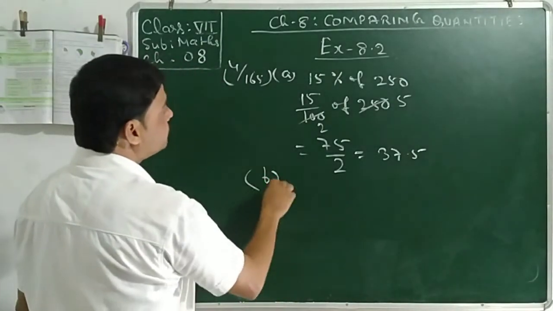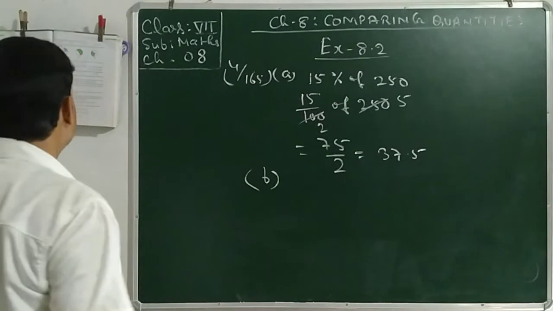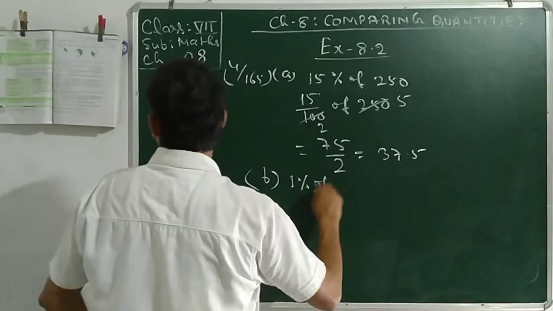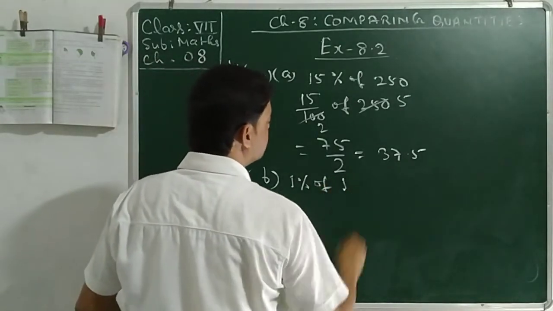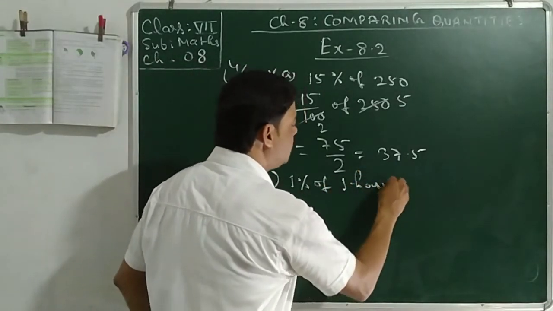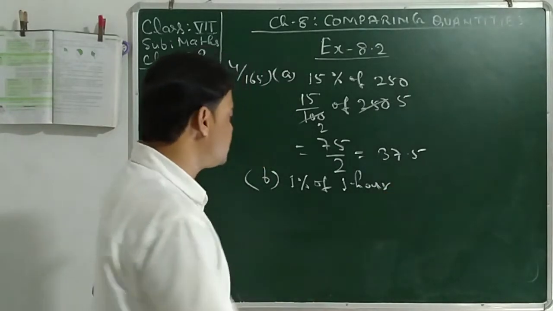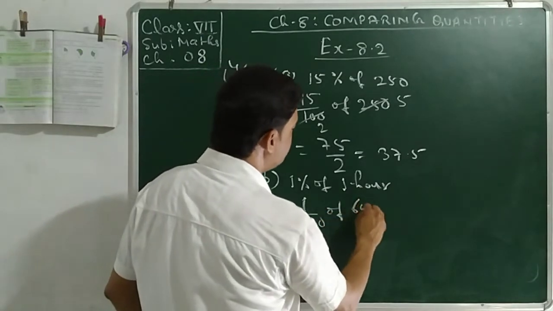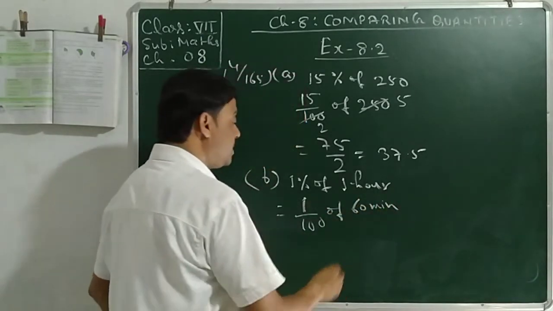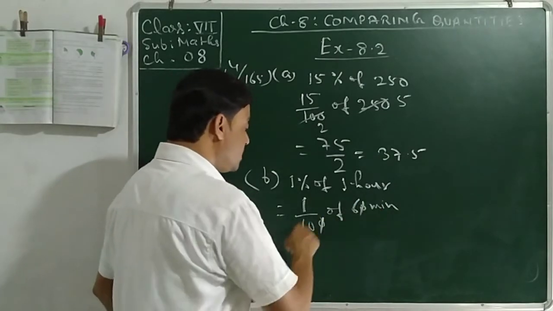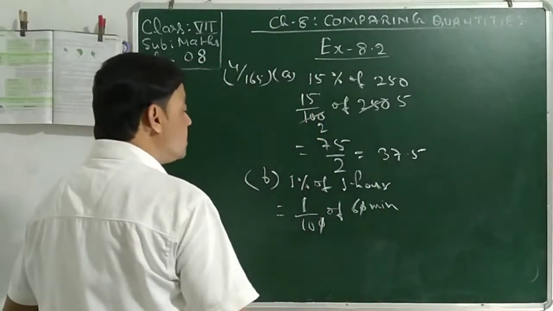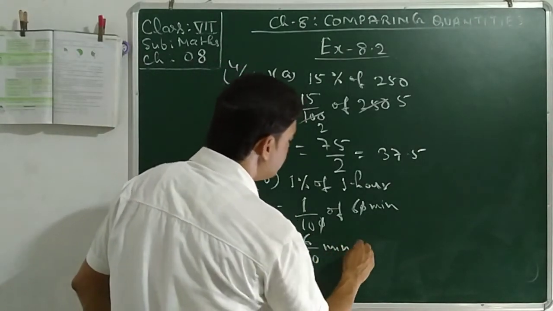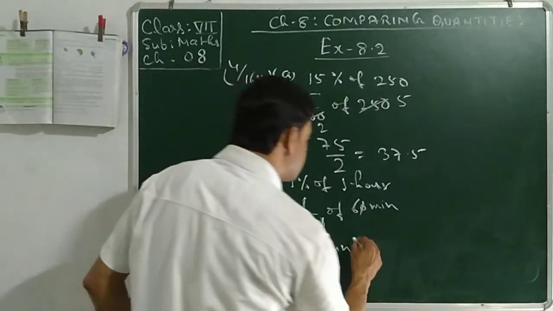In the B number, it is 1% of 1 hour. Of course, you know, in 1 hour there are 60 minutes. So 1/100 of 60 minutes we can write here. It will be 6/10 minute.